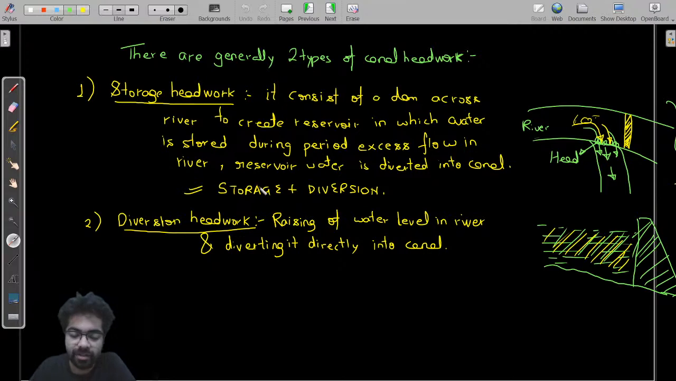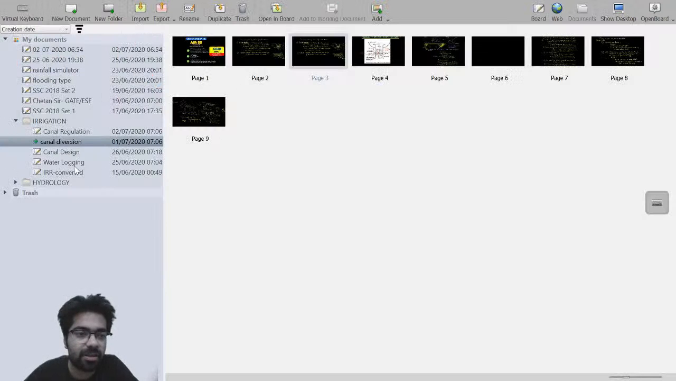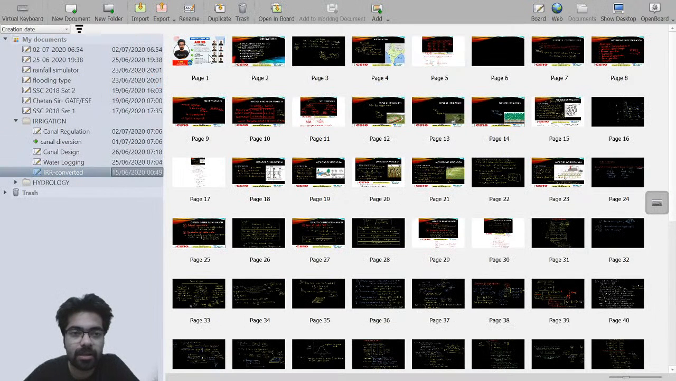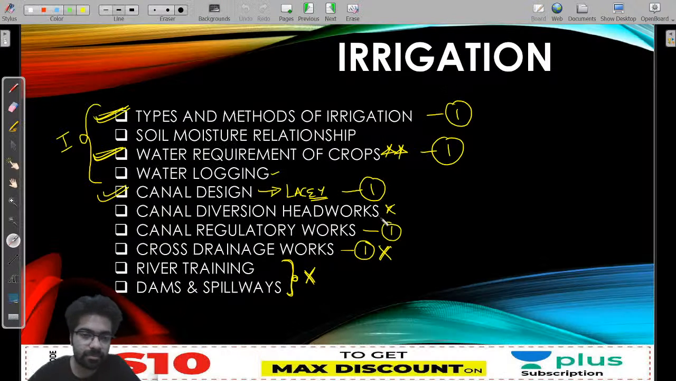So yesterday we were discussing canal diversion. Till now we have covered all these 5 chapters till canal design, Lacey Kennedy, waterlogging requirements, soil moisture relationship, methods of irrigation, types, everything we have done till now. Now we'll be covering canal diversion headwork today.